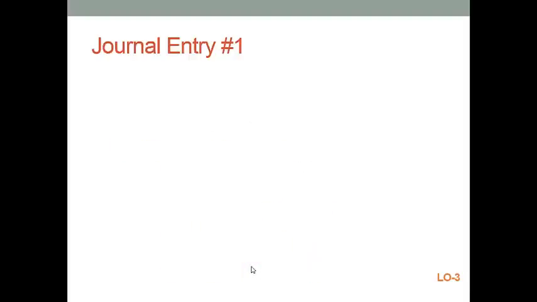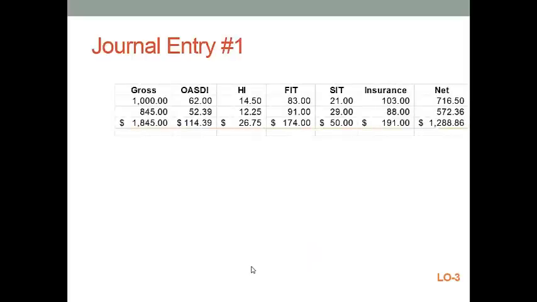So let's look at a real example. Here I've got 2 employees, and this is basically a payroll register. I've got 2 employees, one that made $1,000 this pay period, one that made $845 this pay period, and then I've already calculated how much OASDI, HI, FIT, SIT, and insurance is going to be withheld from the paycheck.